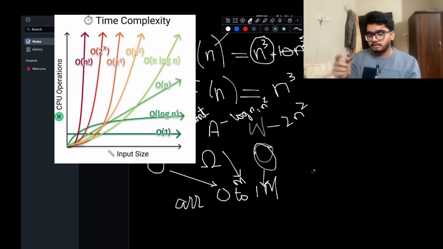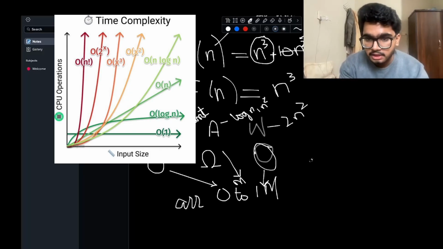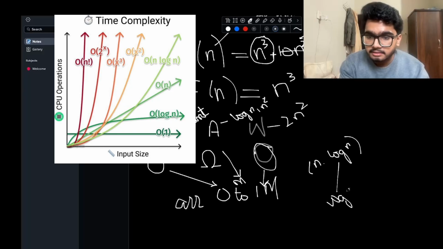N log n, if you try to focus on it, what does this mean? N dot log of n. So this means there is a difference between n and log of n, the nearest best case, and the value of log of n will be multiplied with n to reach this.